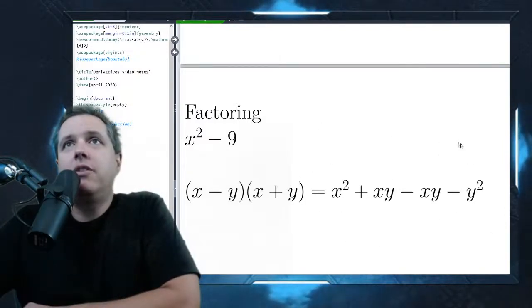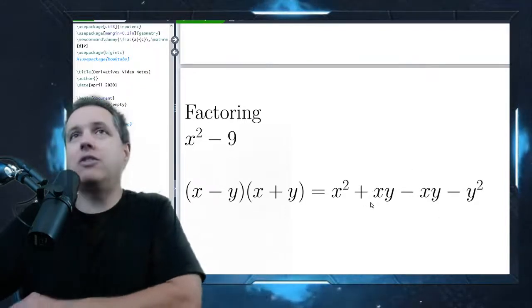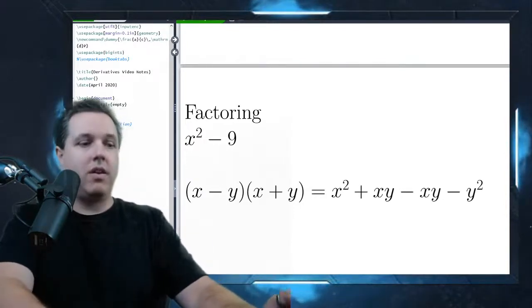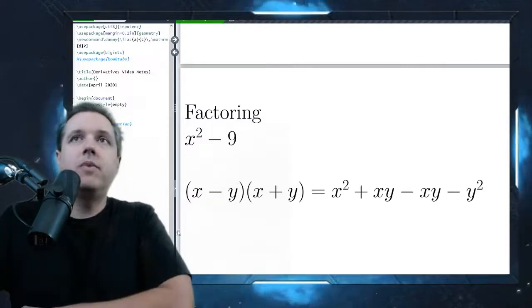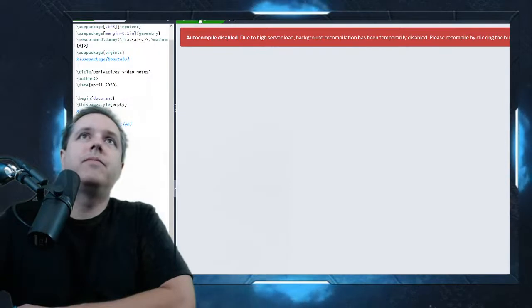Anyways, here's how I FOIL, right? First, outer, inner, last. Well, look at our outer and our inner. Look at those two terms. It looks to me like they cancel, and you're just left with x squared minus y squared, which is our difference of squares.